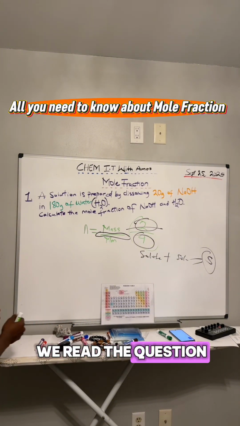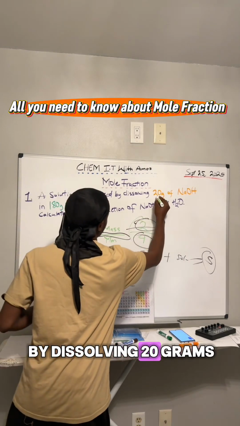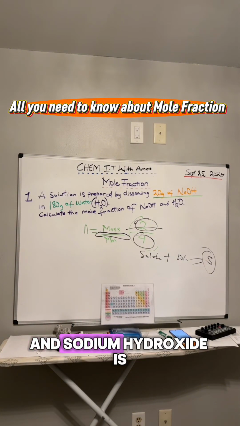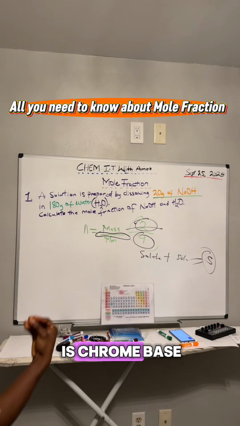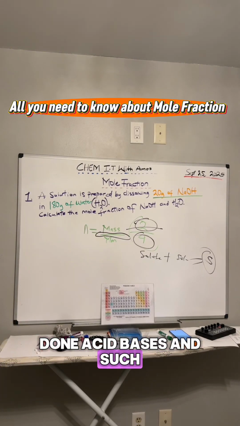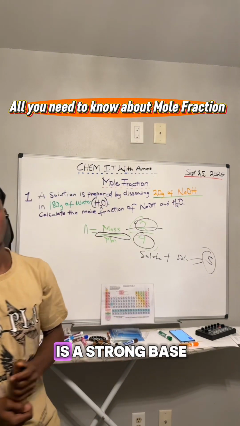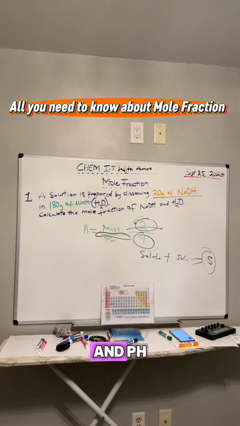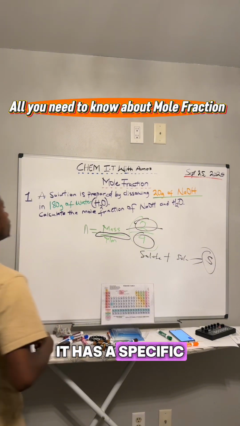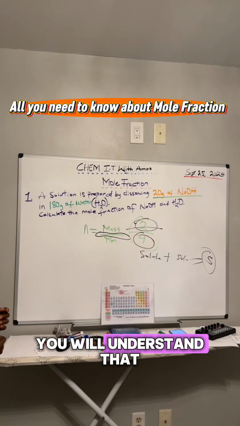So we read a question. A solution is prepared by dissolving 20 grams of sodium hydroxide. And sodium hydroxide is a strong base. If you have ever done acids, bases, and salts, you will understand that sodium hydroxide is a strong base, and at pH, it has a specific pH value. If you have done that in a lab, you will understand that.